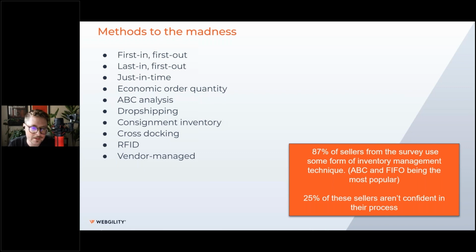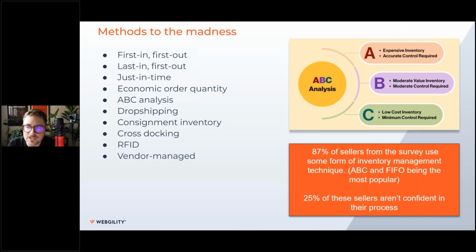Two of the most popular methods that you'll see are first in, first out and the ABC analysis method. ABC analysis means you have generally three different tiers of your inventory: your most expensive inventory, your moderate value, and your low cost, like you see in this graphic here. For your most expensive inventory, you're going to want accurate and micromanaged control, because it costs you a lot to acquire and to store and to sell.